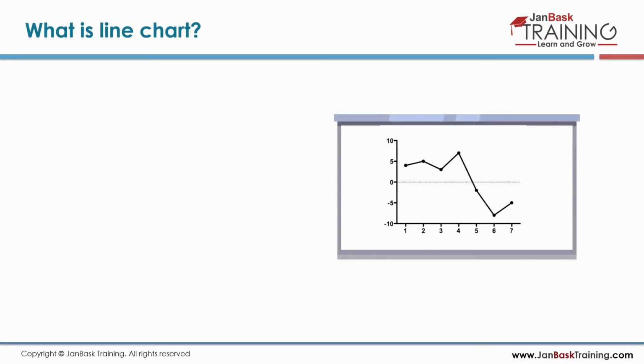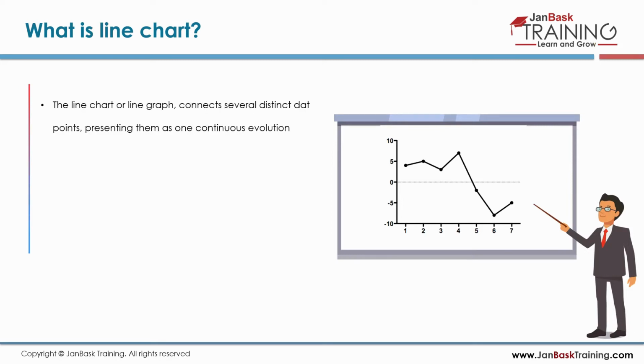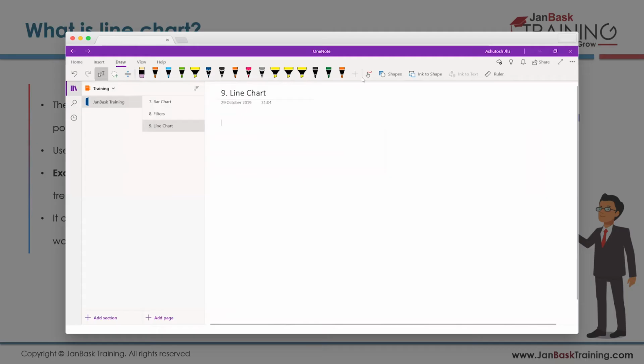So a line chart or line graph, whatever you say, basically connects several distinct data points and presents them in a continuous evolution. So you can use a line chart to show a certain trend or to compare certain values for a large number of categories. For example, let's say you have a requirement where you might need to find out the yearly sales trend. If you look at the yearly sales trend, it will be something like this, right? It will go something like this.